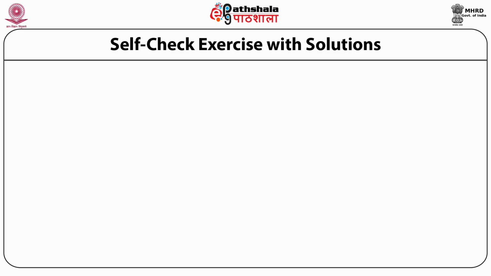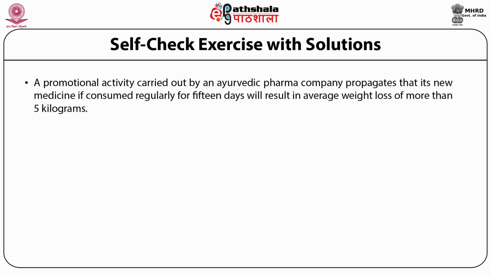The first example, or the first question that you read, is: a promotional activity carried out by an Ayurvedic pharma company, it may be Patanjali, propagates that its new medicine, if consumed regularly for 15 days, will result in average weight loss of more than 5 kilograms. If you want to find out whether the claim made by the company is valid or not, the following hypotheses shall be tested. We have been given a situation and now we have to develop the hypotheses, and we know that we need to develop a null hypothesis and at the same time an alternative hypothesis.